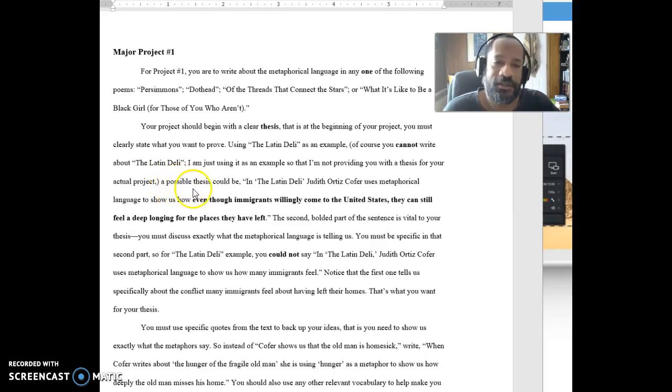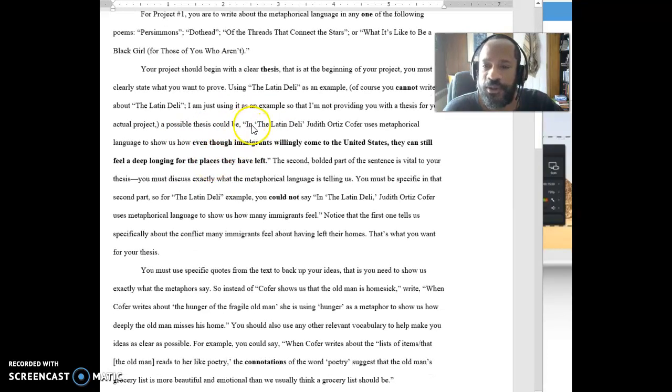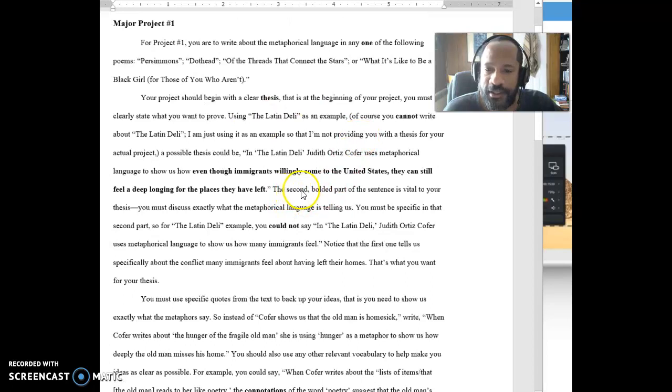So a possible thesis for the Latin deli, again, this is just an example of what something might look like. You cannot write about the Latin deli. A possible thesis would be, in the Latin deli, Judith Ortiz Cofer uses metaphorical language to show us how even though immigrants willingly come to the United States, they can still feel a deep longing for the places that they have left. Okay, so notice that I say the second bolded part of this sentence is vital to your thesis.